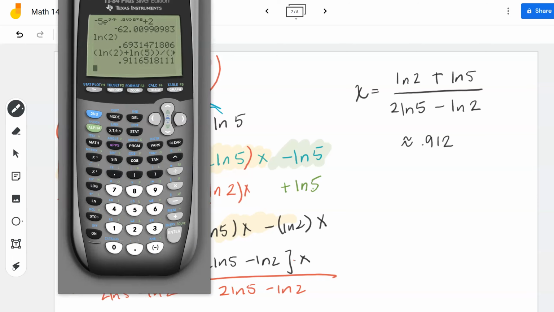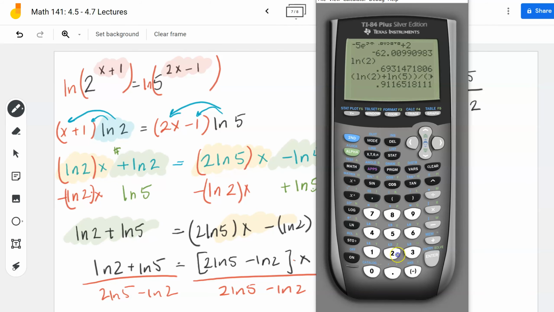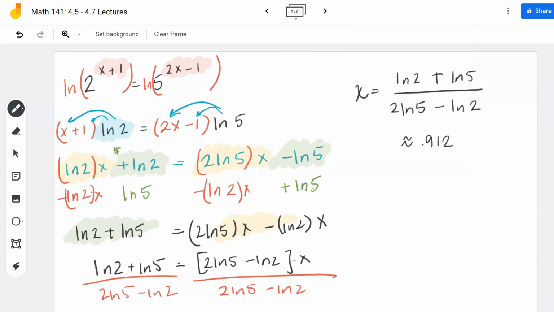Whew. Now I'm going to check my work. We had this gross original 2 to the 0.912. I'll use that 3 decimal approximation plus 1. Should be the same as 5 to the 2 times 0.912 minus 1. Of course, they're not going to be perfect because we did approximate, but they're pretty dang close. They're good to the second decimal place. I feel good about this. So there we go. There's our exact and our approximate answers to this problem.